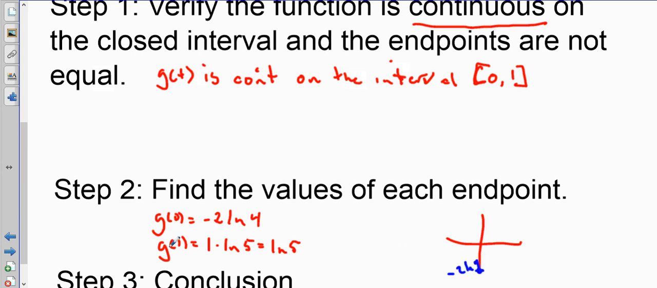The other one is g of 1. All right, so at 1, we found a value of natural log of 5. Natural log of 5 is probably going to be right here. We'll just put it right there. We'll just say this is natural log of 5. I'm not sure what it is, but I'll put my point right there.